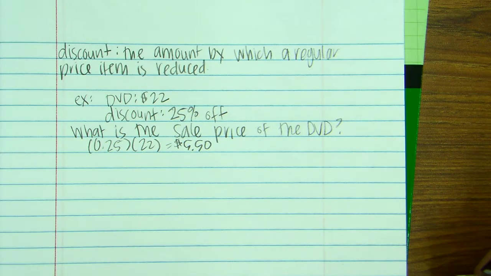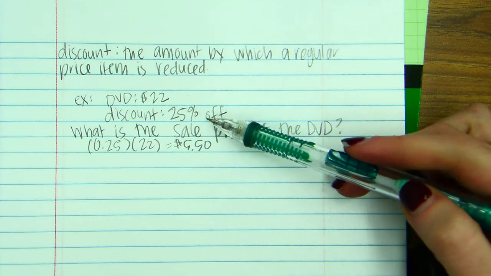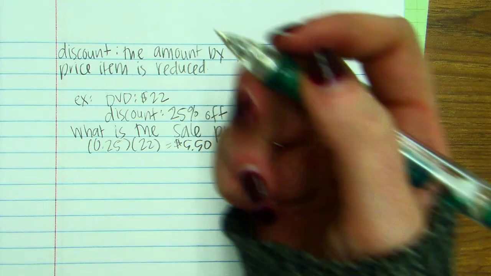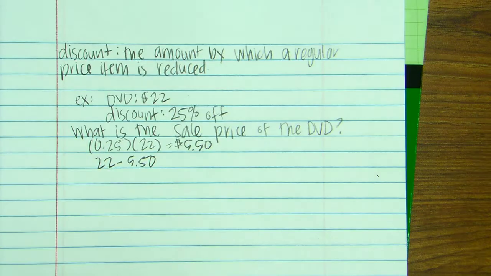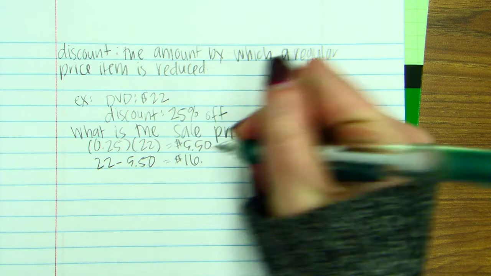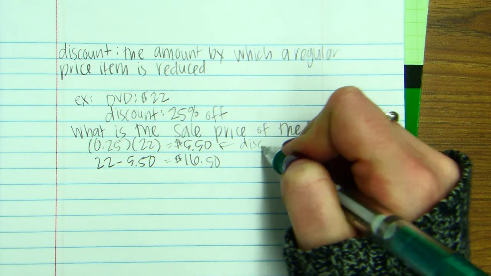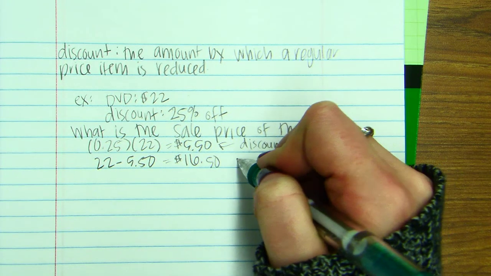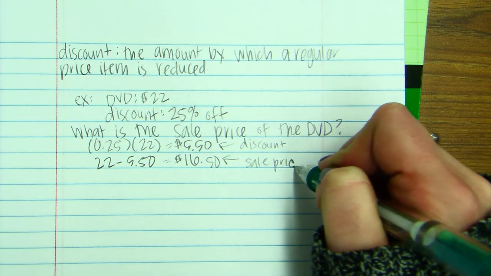This time, we're not going to add that to the price of the DVD. It's on sale for 25% off. So we're going to subtract that from the price of the DVD. So I'm going to do $22 minus $5.50. So a customer is going to end up paying $16.50. So this is the amount of discount. This is the sale price that the customer would end up paying.